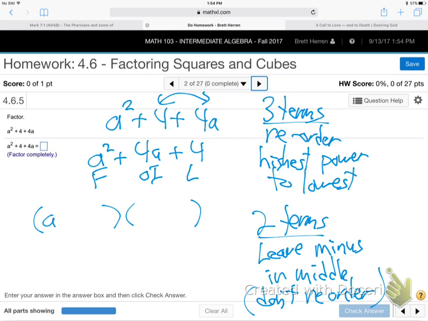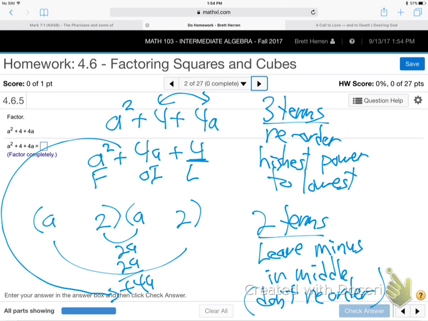A times a to make a squared, right? Front times front makes front. Last times last to make 4. What times what is 4? 2 and 2. And you can do the 2 inner, the 2 outer, that's 2a, 2a. Do they make the middle plus 4a? Yes, they do. Both plus. There we go. A plus 2, a plus 2.